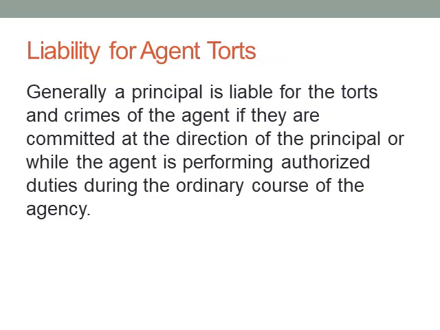So, liability for agents who commit torts. Generally, a principal is liable for the torts and crimes of the agent if they are committed at the direction of the principal or while the agent is performing authorized duties during the ordinary course of the agency. So that's our rule. If an agent makes a fraudulent statement in a contract within the scope of authority, the principal is going to be responsible. Fraudulent misrepresentation, as we've learned, okay?